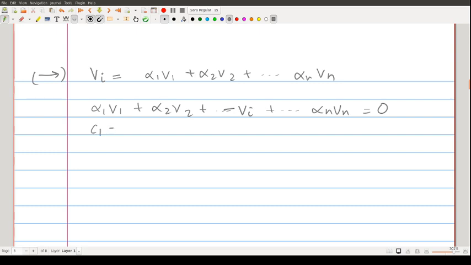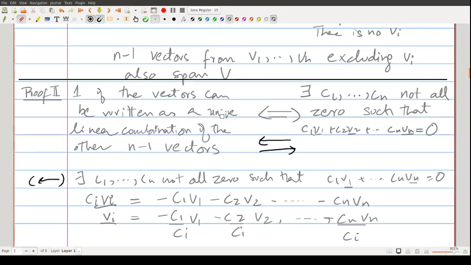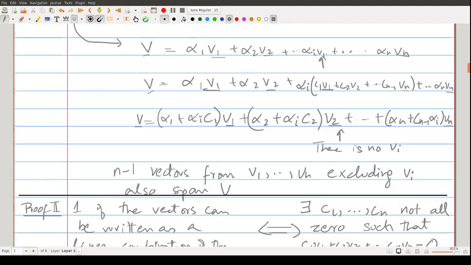So if I set C1 to be alpha 1, C2 to be alpha 2, up until Ci to be minus 1, and dot dot dot Cn to be equal to alpha n, then what I have is C1 V1 plus C2 V2 plus dot dot dot Cn Vn. This linear combination equals 0 for Ci's not all 0. Okay. So that's the proof for 2.